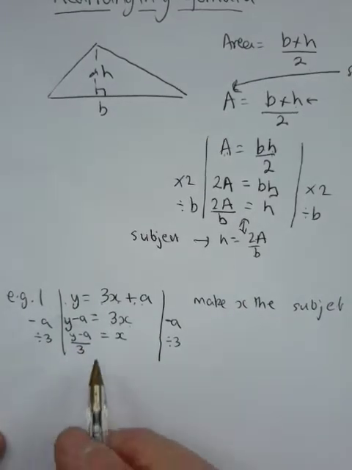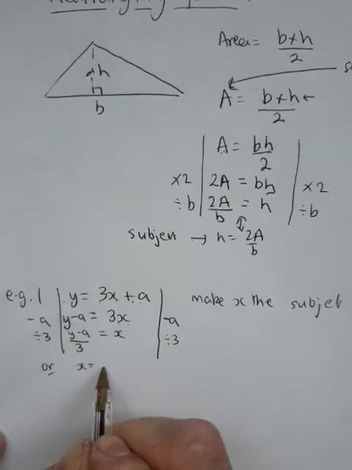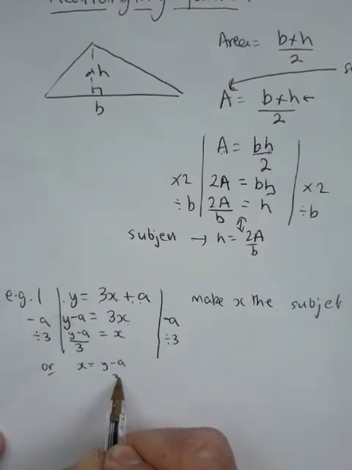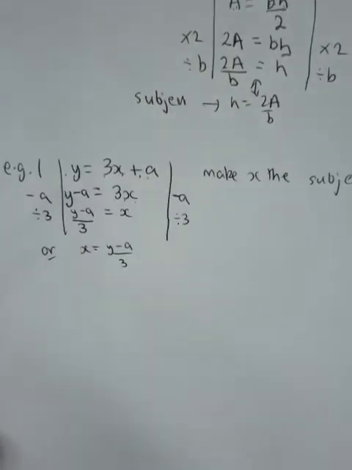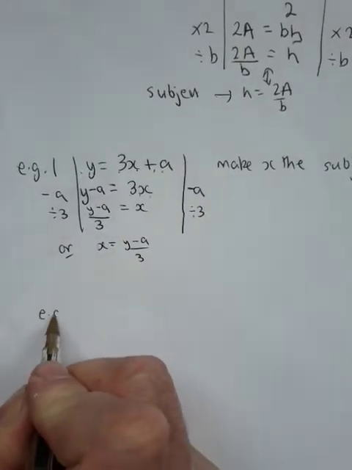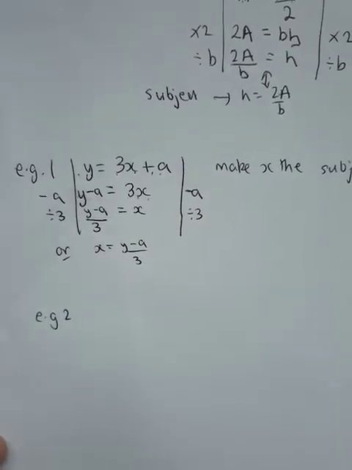So we can write Y minus A over 3 is equal to X, or X equals Y minus A over 3. Now either of those is acceptable. Example 2. So you can get all sorts of formulas here, and it's about using the inverse in the balance method to get to what you want.